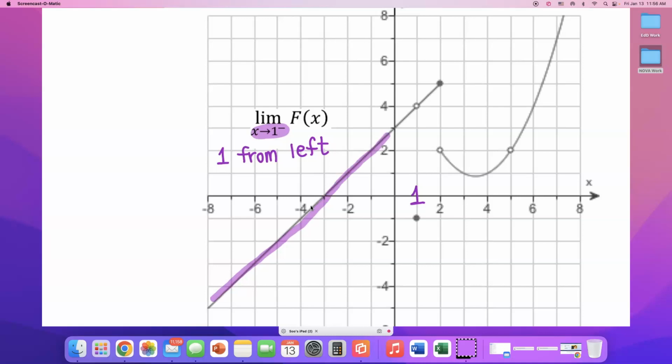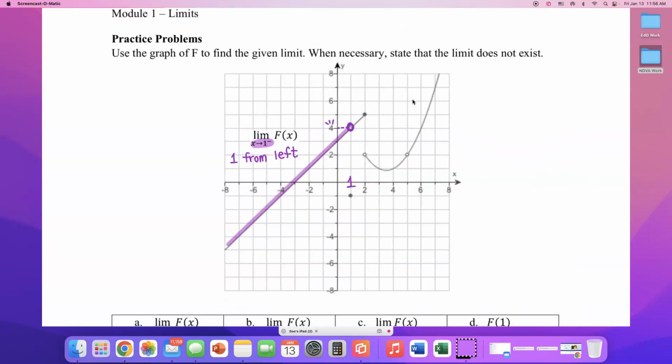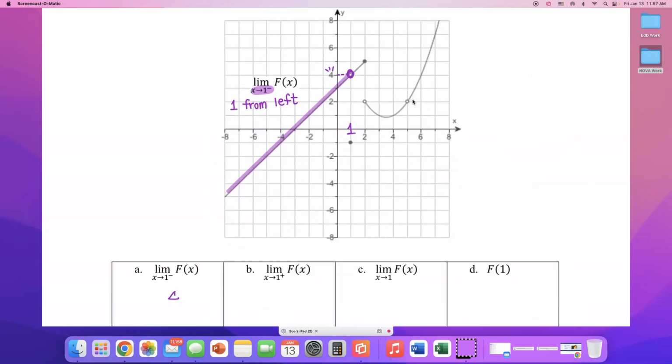Where am I going? Ooh, we are going to that open circle right there. So if you're trying to approach 1 from the left on this function, you are going to what y value? You're going to 4. So the first answer is 4. All right, let's look at this one.